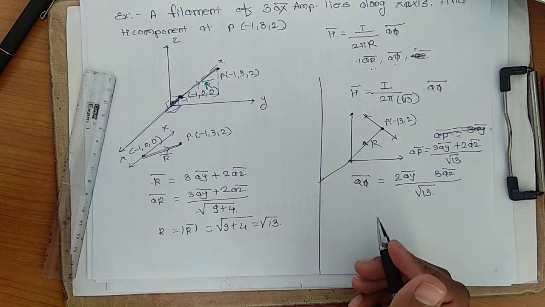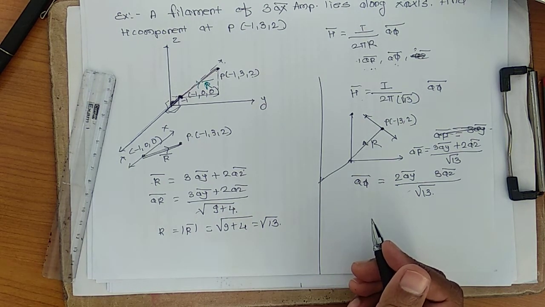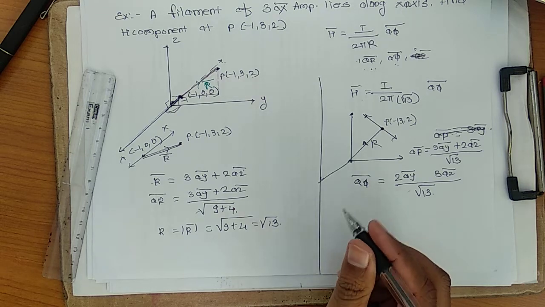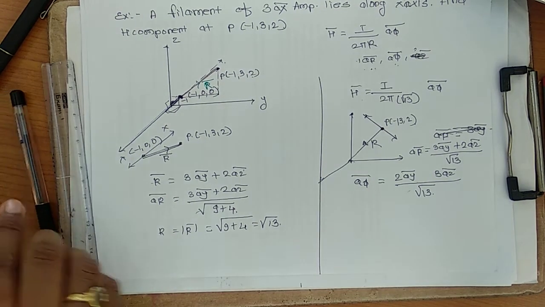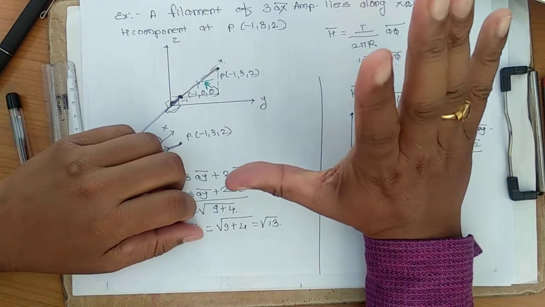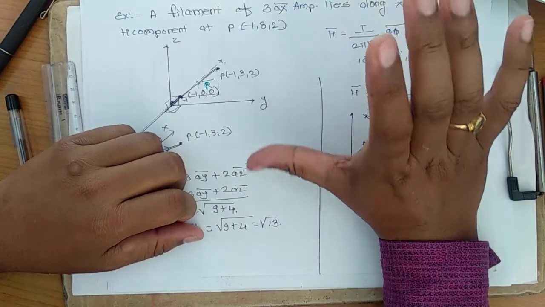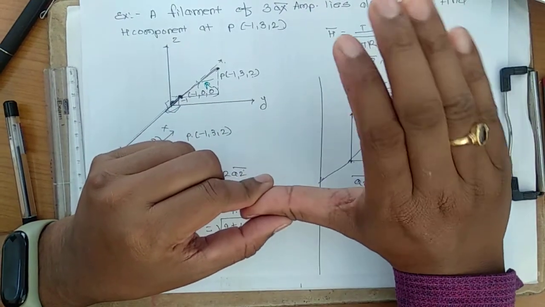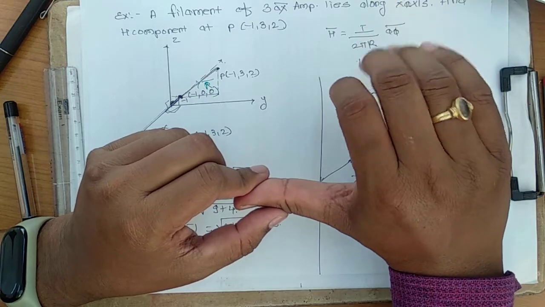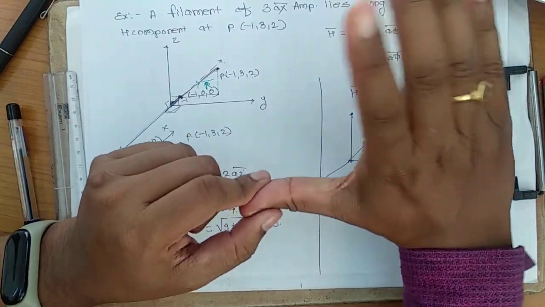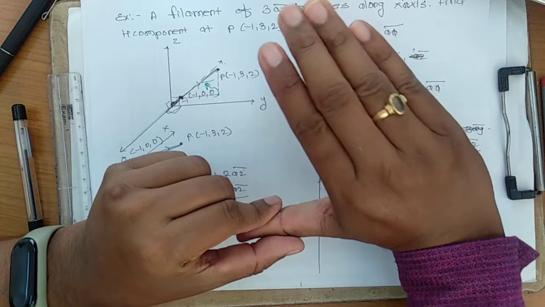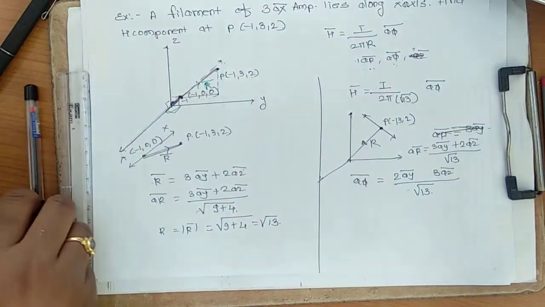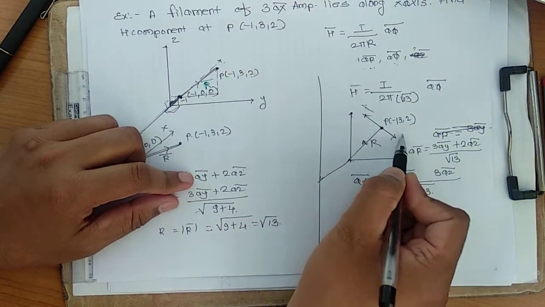Now what we have to use is the right hand rule for that. So what is that right hand rule? The right hand rule tells you that suppose the thumb direction is the current direction and the fingers are moving in the direction of A phi. Now see, this direction is X, and where the fingers are going, there are two directions, this is one direction and this is another direction.